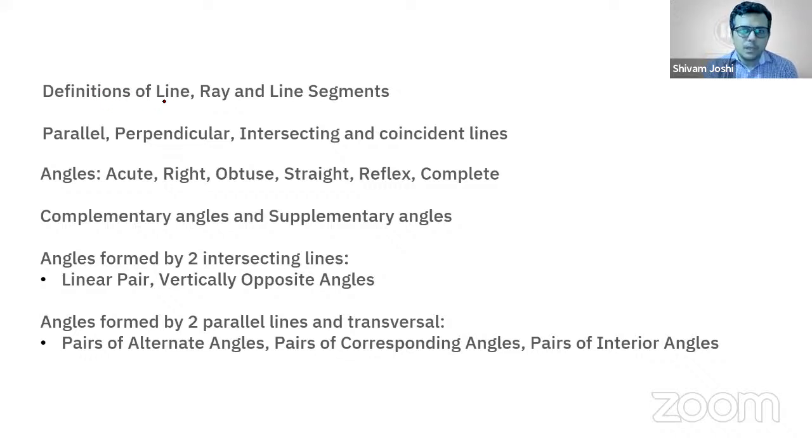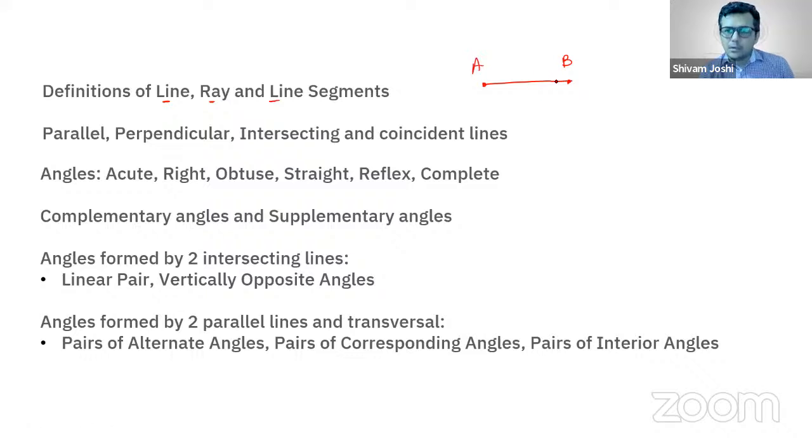Definition of line, ray, and line segment. Obviously, I'm not going to spend too much time explaining what is ray, what is line, and what is line segment. I hope everybody has a basic level of understanding, but let's just go through these things quickly. So what exactly is a line segment? You are joining points A and B. This is what you call a line segment, which will have a definite length.